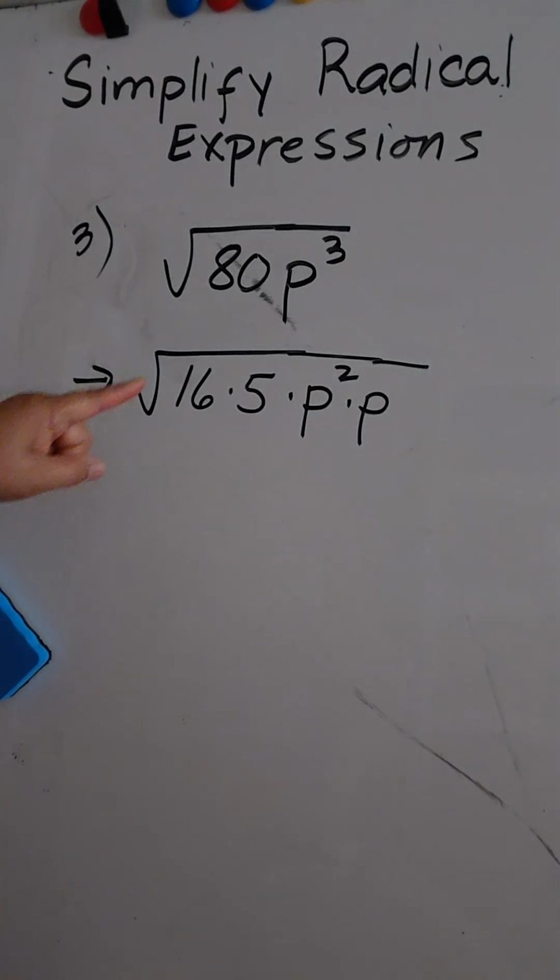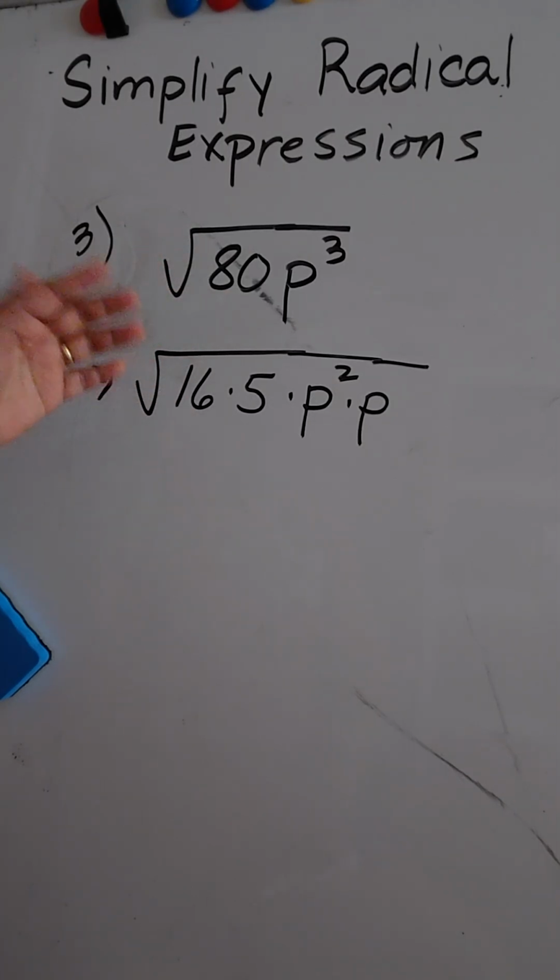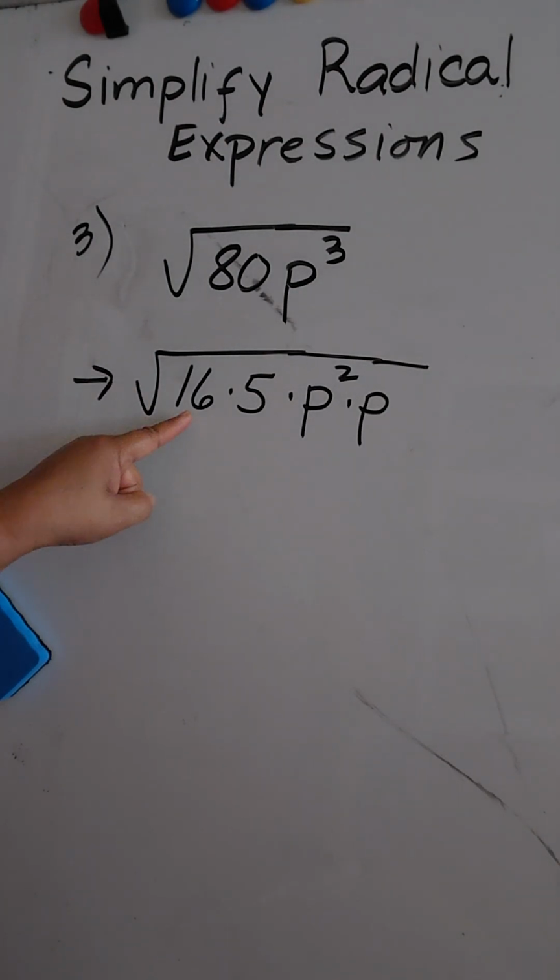Our goal, take note, is to find the factors of the numerical coefficient in which one of the factors is a perfect square. So we have 8 times 10. What else? 2 times 40, but 8 is not a perfect square. 10 is not a perfect square. 4 times 20, yeah, 4 is a perfect square, but 20 is still factorable. Okay? You can still find the factors of 20 in which one of the factors is a perfect square. So in general, we can use 16 times 5. That would be 80. 16 is a perfect square.